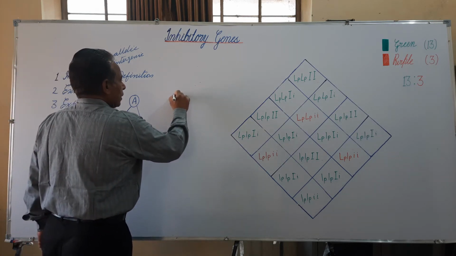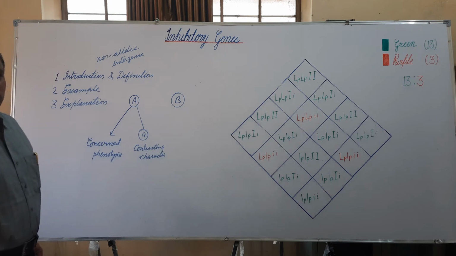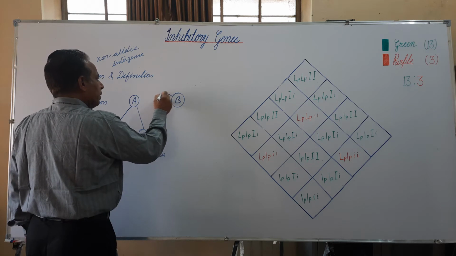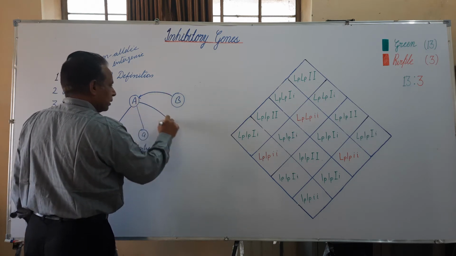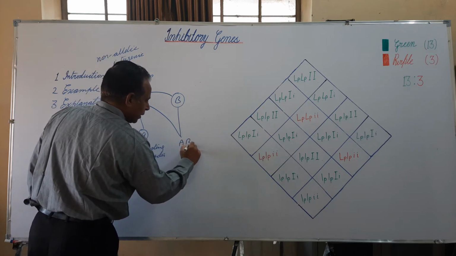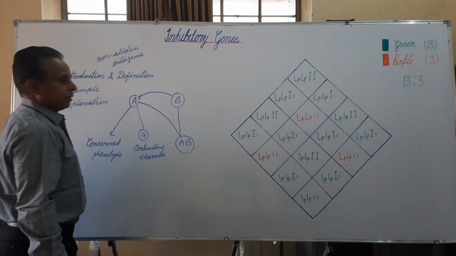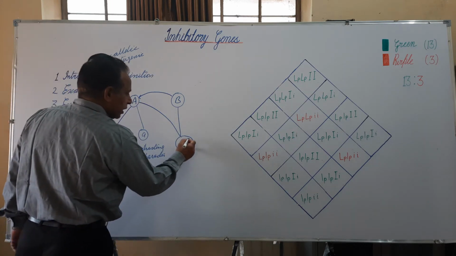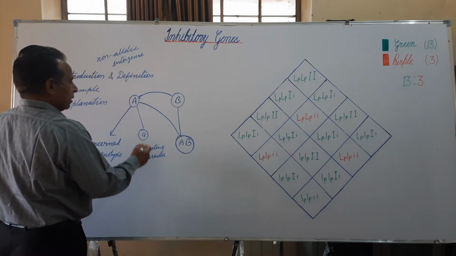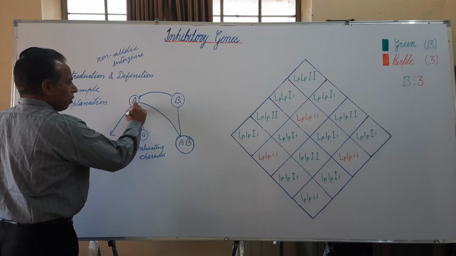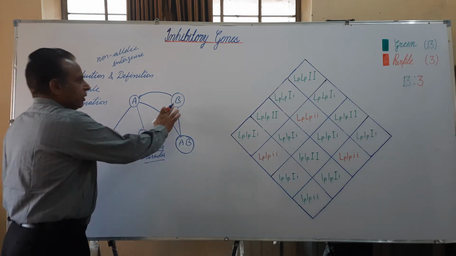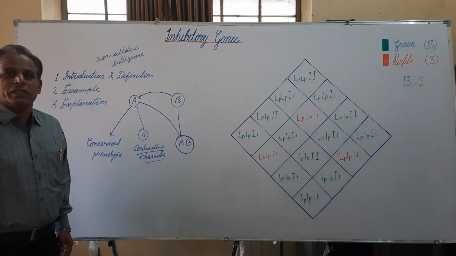Gene B is not able to express itself when present alone, but it inhibits or stops the expression of A when present with the A. Means in this condition, this genotype expresses as the homozygous recessive of A gene as a contrasting character. This B gene is known as inhibitory gene.